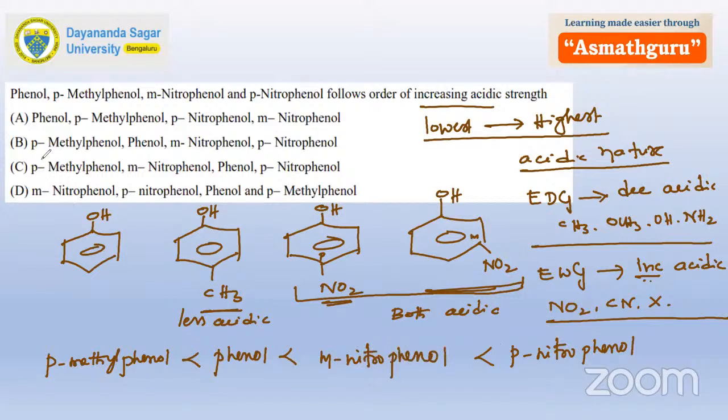So what is the option? Option is C. Oh, wait, not option C. Paramethylphenol, then phenol, metanitrophenol, paranitrophenol. Option is B.